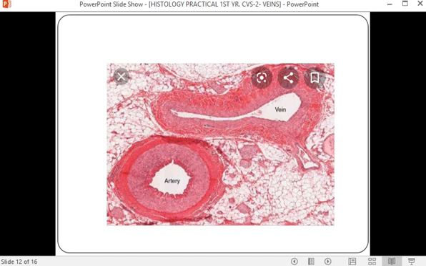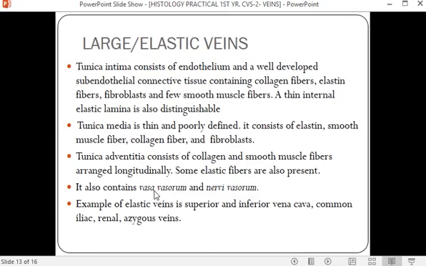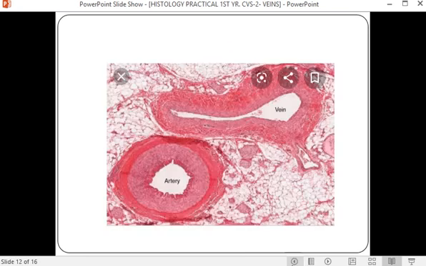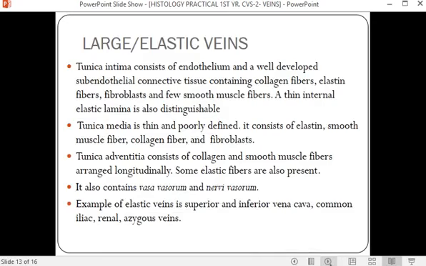This is also a diagram which shows the muscular artery and the muscular vein. Now the lumen of the artery is usually rounded and the lumen of the vein is usually collapsed. So we can see the lumen, one is artery and the other one is vein. In both of them, the tunica media is composed of smooth muscle fibers. The tunica media of artery is thicker as compared to that of vein, and tunica adventitia of vein is thicker as compared to that of artery.